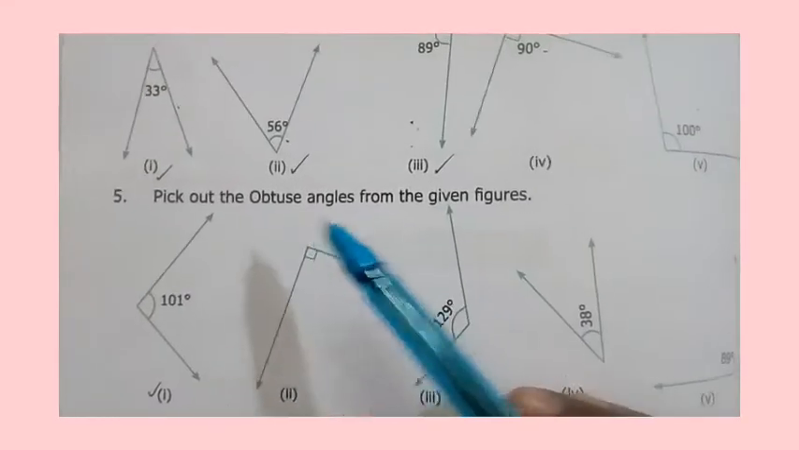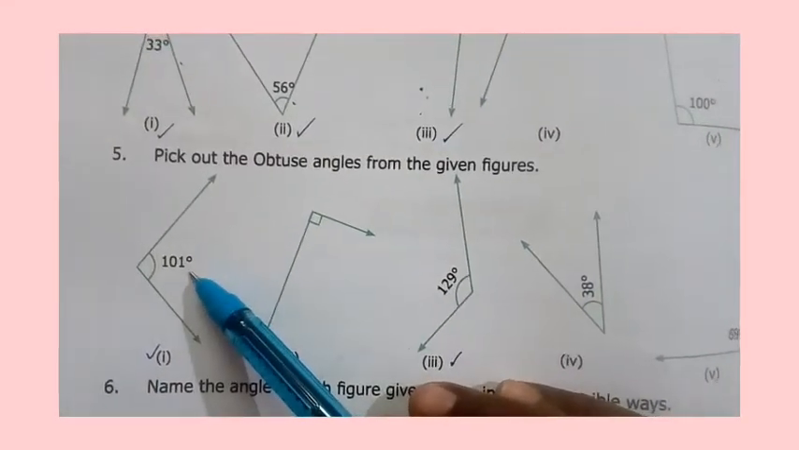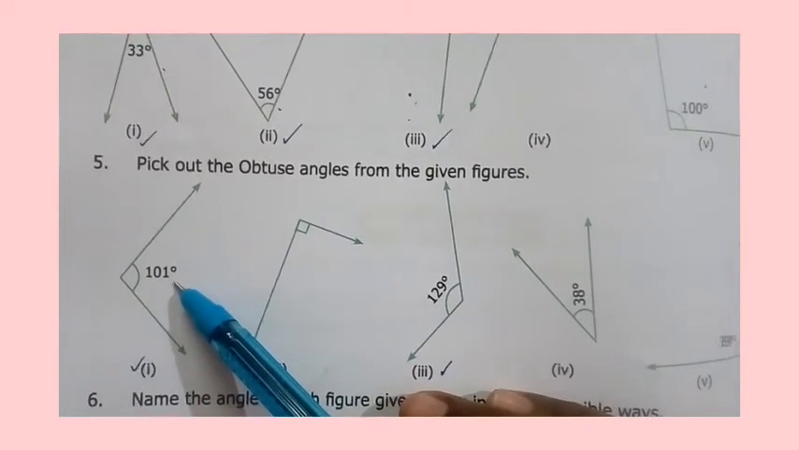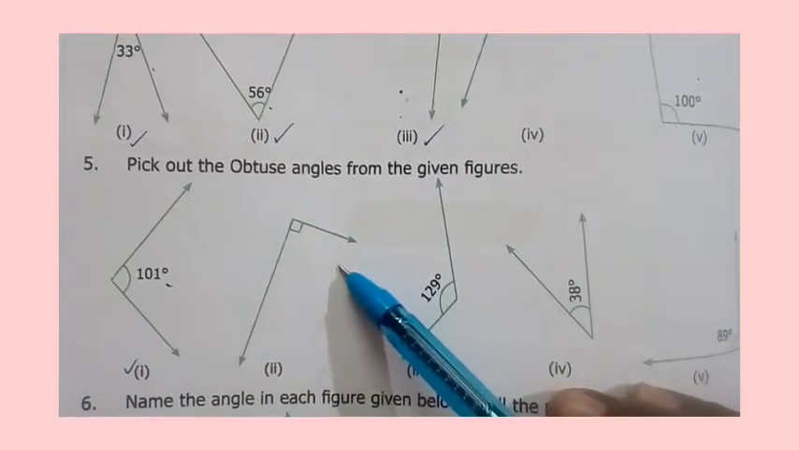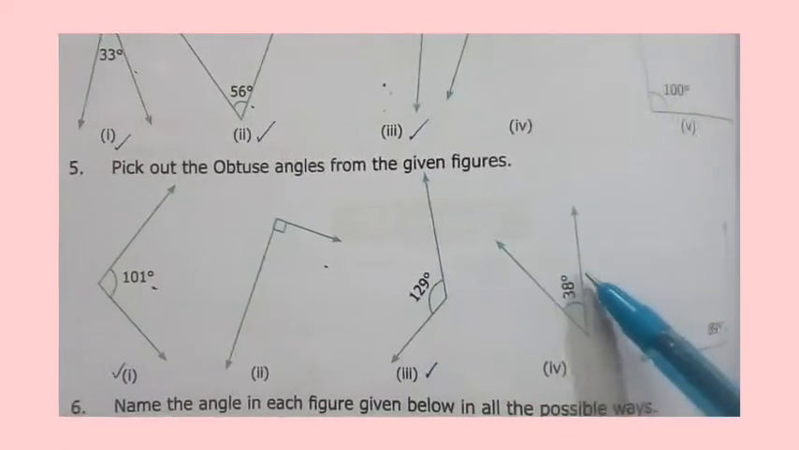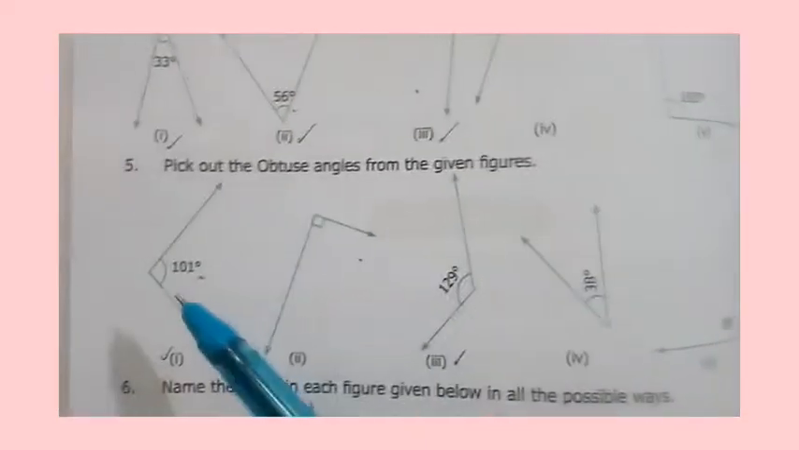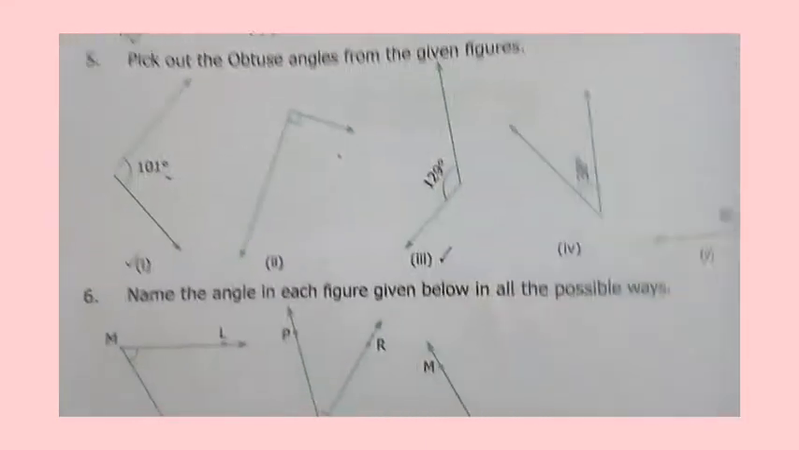Next, the fifth problem: obtuse angles. What are the obtuse angles? This is more than 90 degrees, so it is obtuse. The second one is a right angle. The third one is obtuse. This one is acute. The last one is acute. We need obtuse, so the first one and the third one.